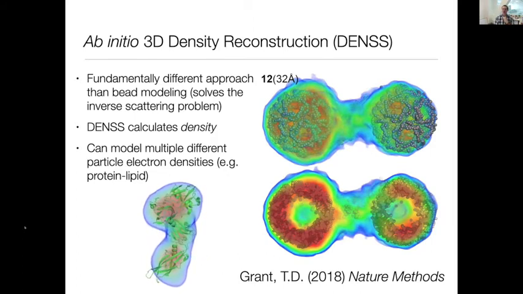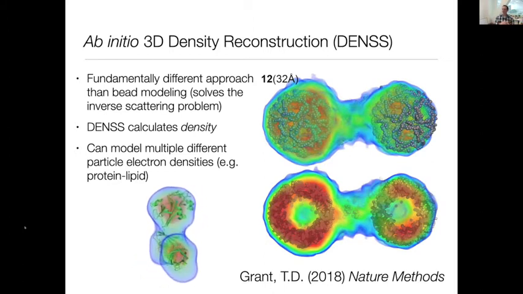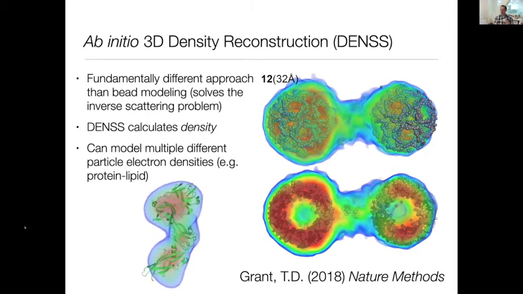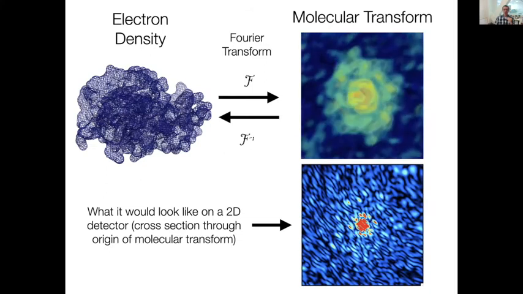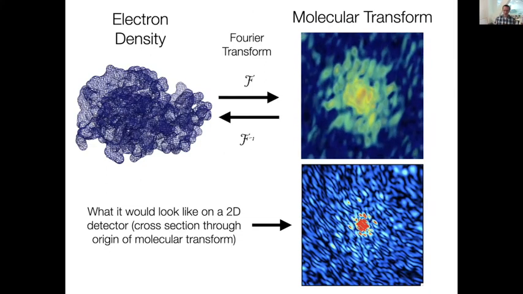One is simply that you're reconstructing actual density. So it's a continuum of values as opposed to just beads which are on or off. It's not just a shape, it's actual density. So there's a lot of advantages to this. So how do we do this? How are we able to actually get a three-dimensional density from a 1D scattering profile?